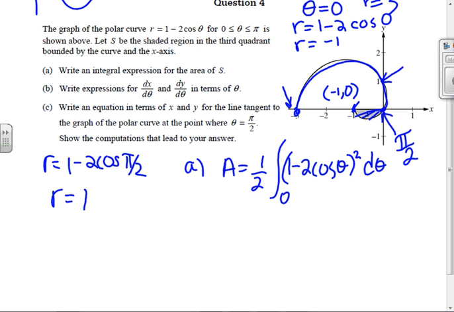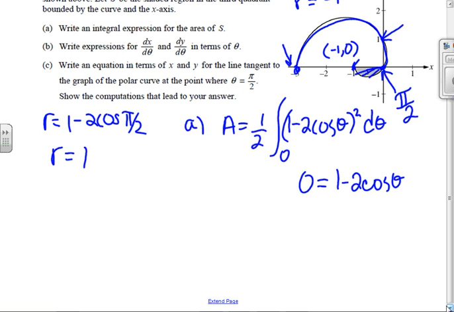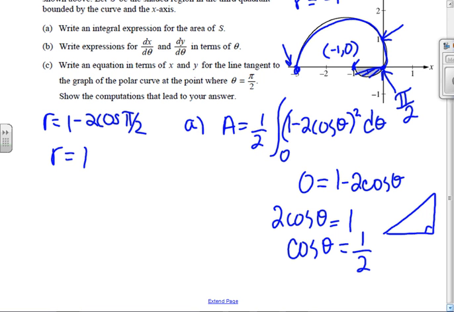Either I can do guess and check, or I can say 0 is equal to 1 minus 2 times the cosine of theta. And I know my cosine and sine pretty well. I probably could guess it, but 2 cosine theta is equal to 1. So the cosine of theta is equal to 1/2. And if you don't know that, then we draw a little triangle. There's 1, there's 2, there's square root of 3. How many degrees is this? This is the square root of 3. So this is 30, and this is 60, or pi over 3.